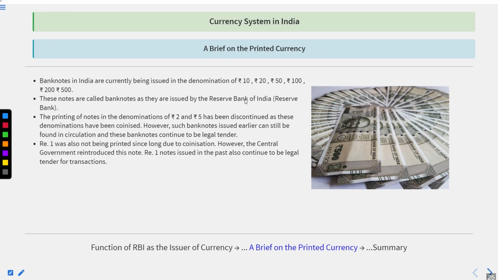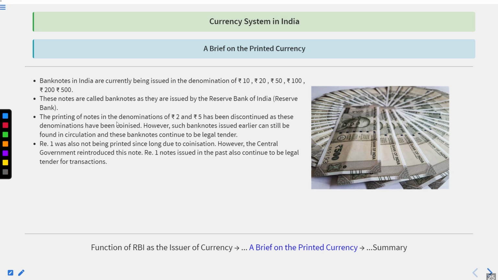A brief on the printed currency. Banknotes in India are currently being issued in the denominations of 10, 20, 50, 100, 200, 500 and 2000 rupees. The 1000 rupee notes have been withdrawn. These notes are called banknotes as they are issued by the Reserve Bank of India or Reserve Bank.